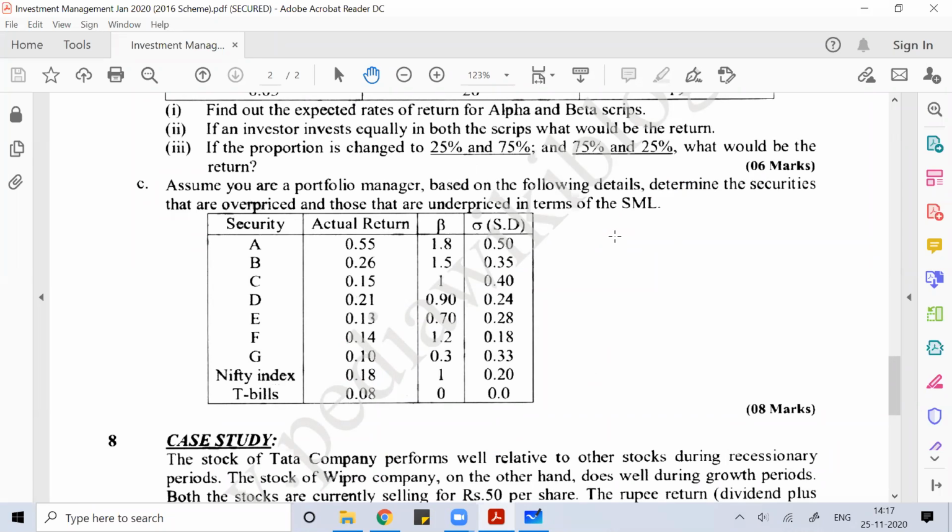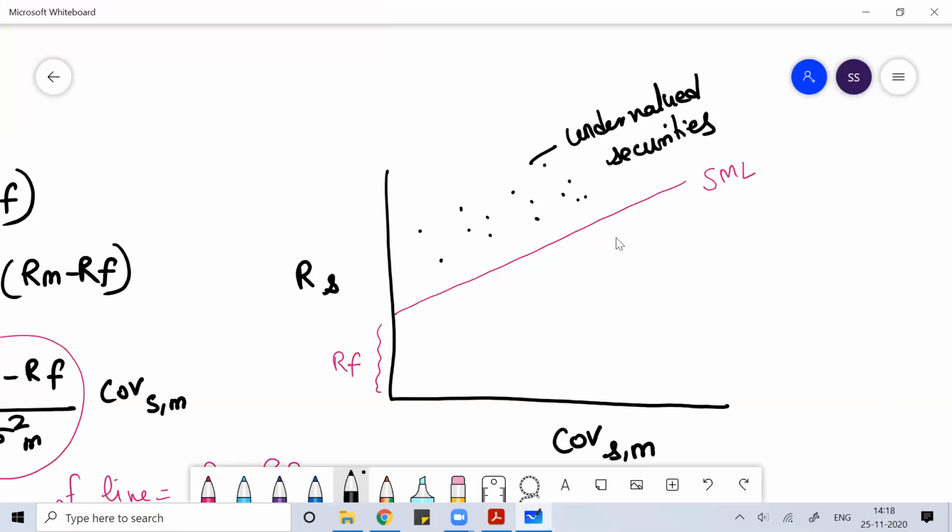If the return on the security is more than the CAPM return, then the particular stock is an undervalued stock or underpriced stock. And if the stock return is less than the CAPM return, then that stock is an overpriced stock. So all the undervalued stocks lie above the SML, and all the overvalued stocks or securities lie below the SML. So this we need to understand.